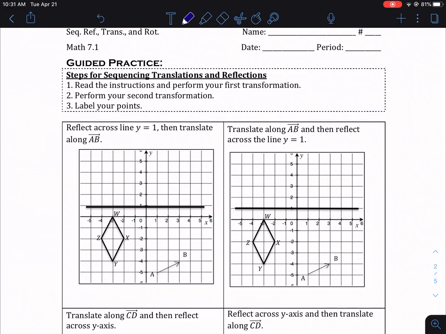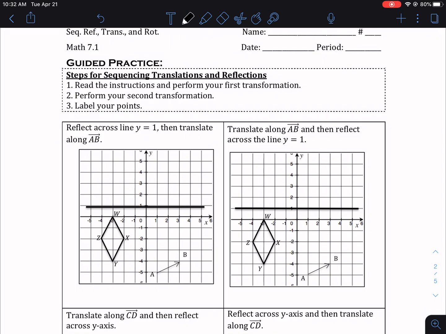All right, so let's go over some of the steps on what we need to do when we are sequencing translations. Number one is make sure you read the instructions and perform your first transformation. Like we mentioned earlier, it is super important that order does matter when you are doing something that is not only translations. In this case, you're going to be doing some translations and reflections. So it's super important you know which one comes first.